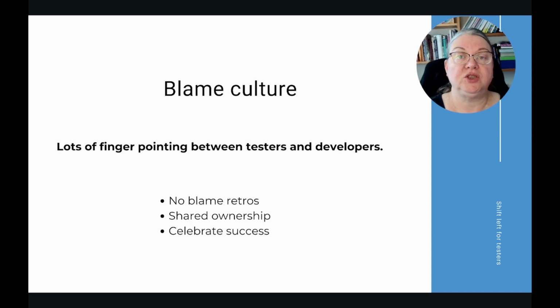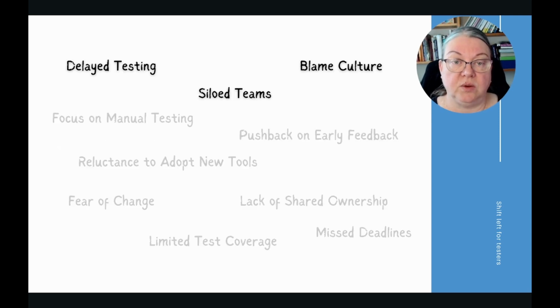Building a blameless culture takes time and effort. It requires open communication, mutual respect, and a willingness to learn from mistakes. But by shifting the focus from blame to collaboration, you can create a stronger, more effective team that delivers better results. Symptom number 3, silo teams.